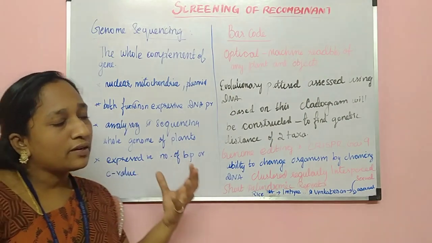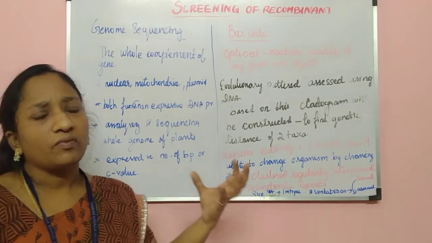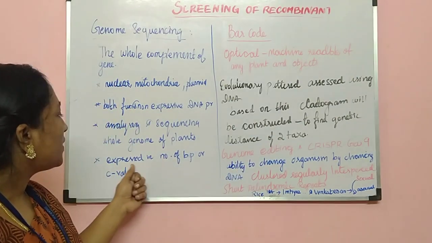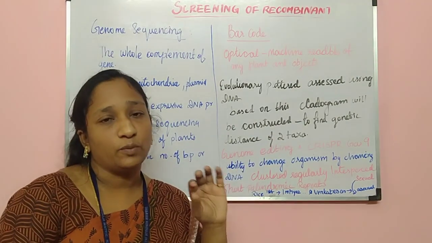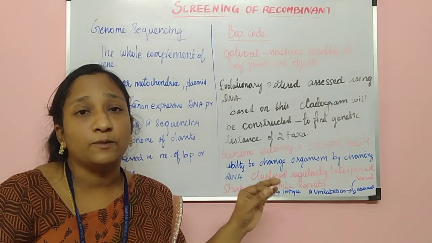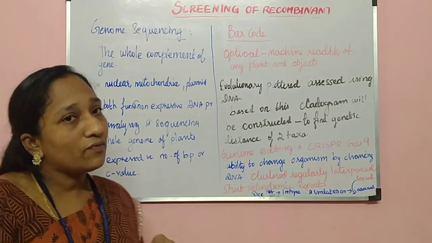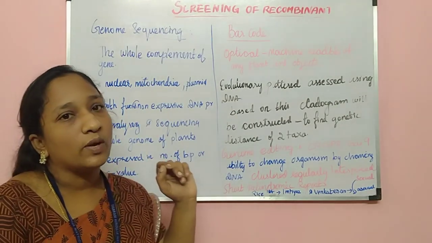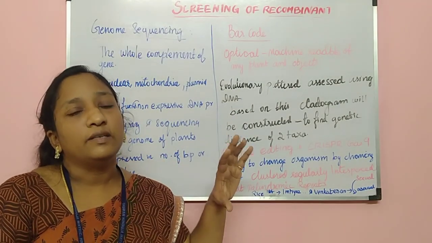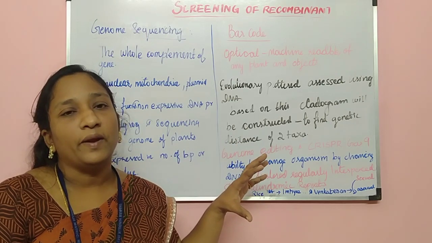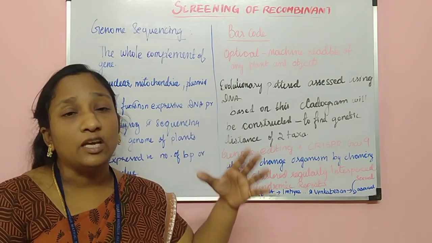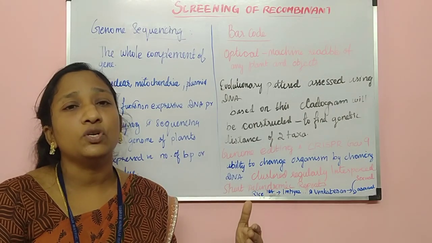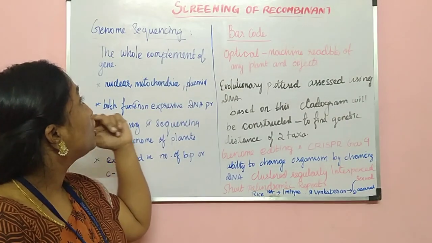After analyzing and collecting all the information of the genome, it has to be expressed as a number of base pairs. It has to be registered as per the number of base pairs or by means of C values. So this is genome sequencing. The whole genome content should be analyzed, sequenced and stored in the computer for future use. That is genome sequencing.